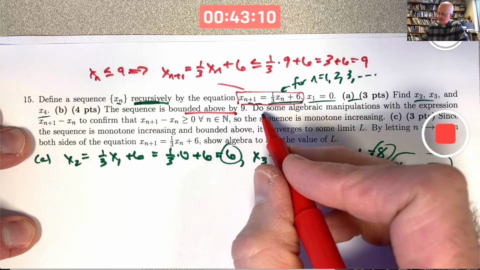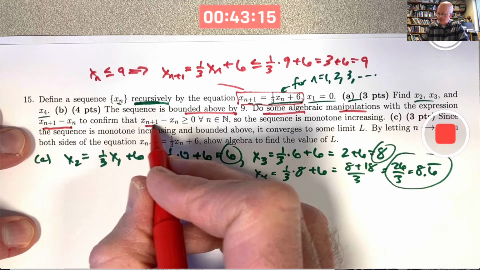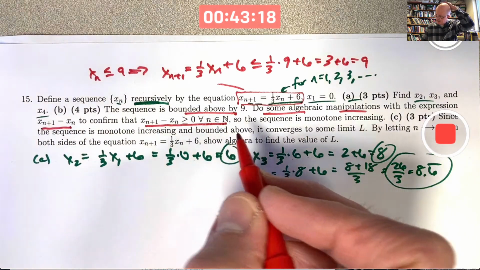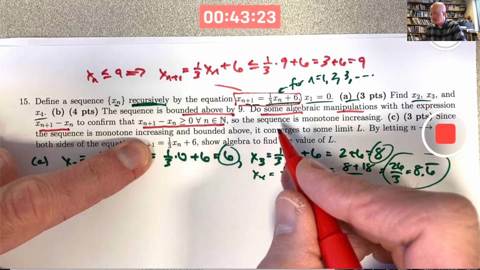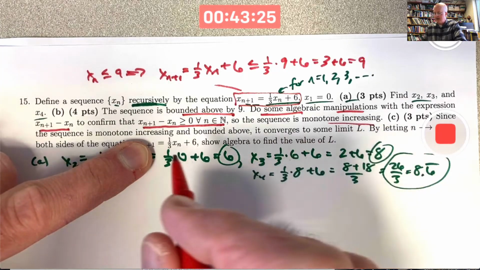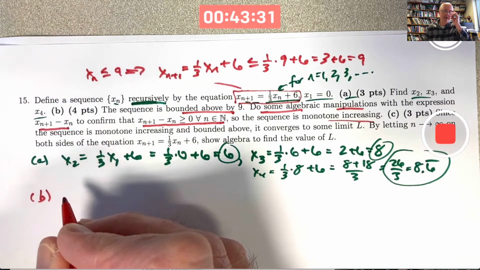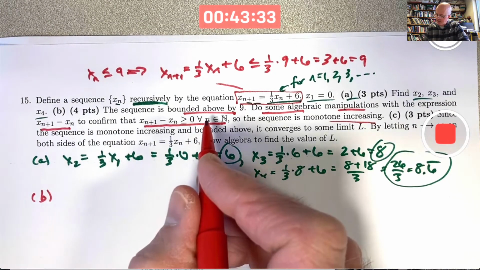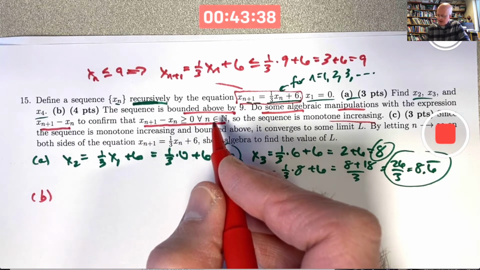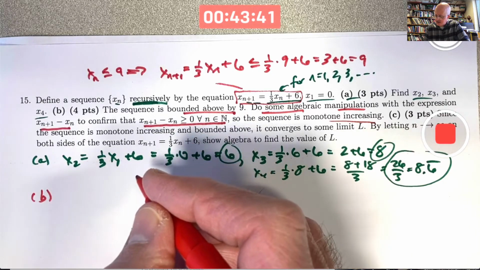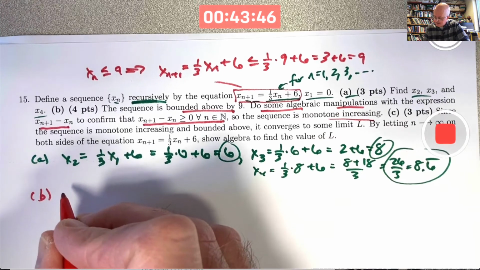But my students had to do some algebraic manipulations with the expression xn plus 1 minus xn to confirm that this is always greater than or equal to 0. And that means xn plus 1 is greater than or equal to xn, so the sequence is monotone increasing. You can actually prove this part here without using induction. You might think you need induction since you're proving something is true for all natural numbers. It's actually easy enough to avoid that here. It's essentially just a calculation, possibly also using the fact that the sequence is bounded by 9.